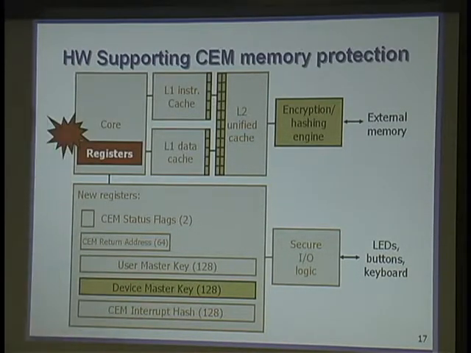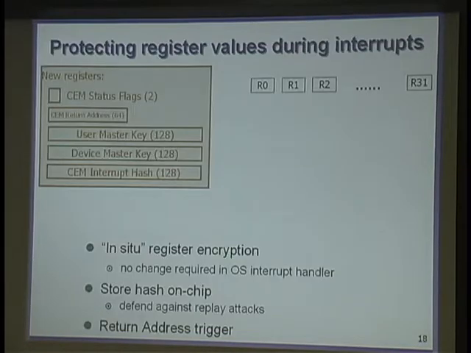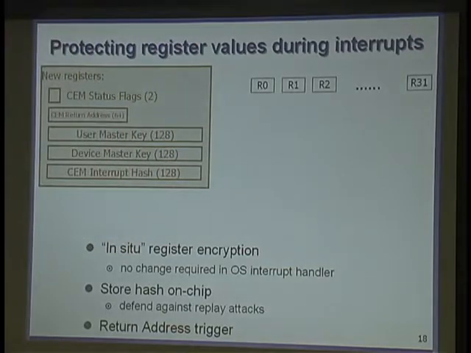So now the next thing is the corrupted OS may see the contents of the registers when it interrupts a TSM. Okay, so what do we do about that? Now the idea is it's a commodity OS, you don't want to change it. Can you protect the register values during interrupts without changes to the OS interrupt handler?